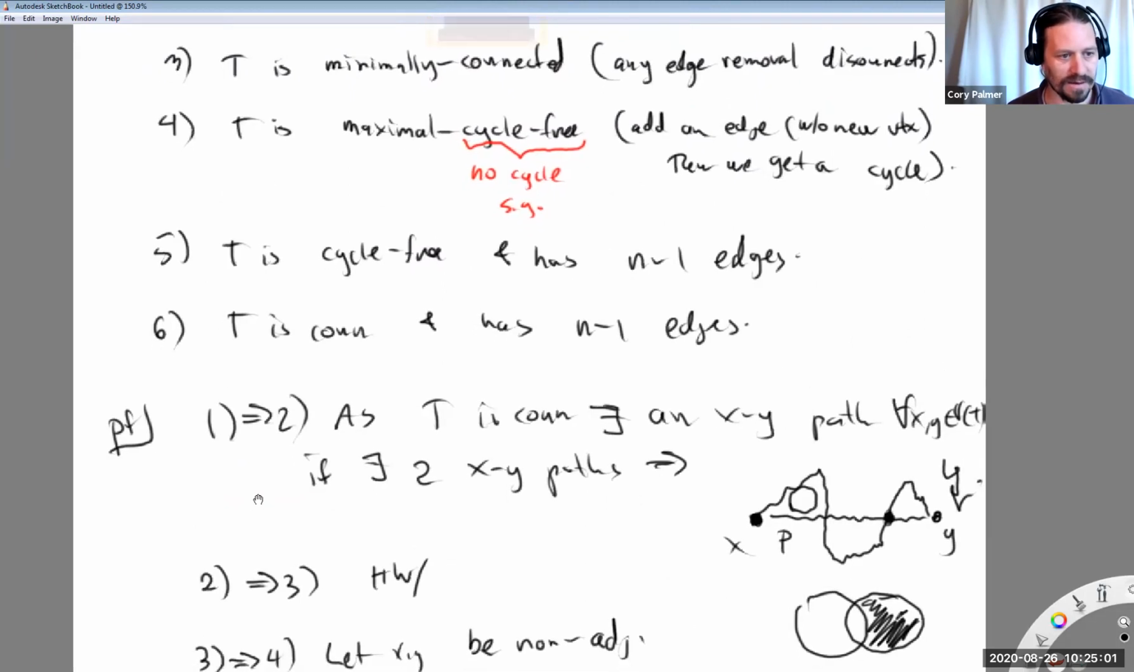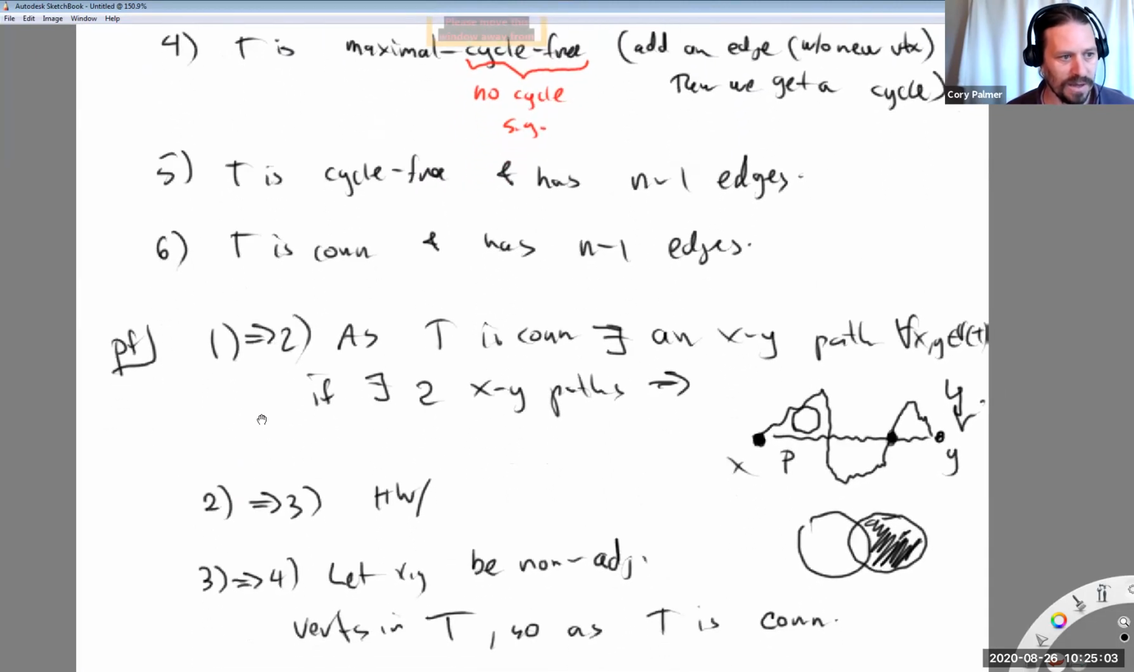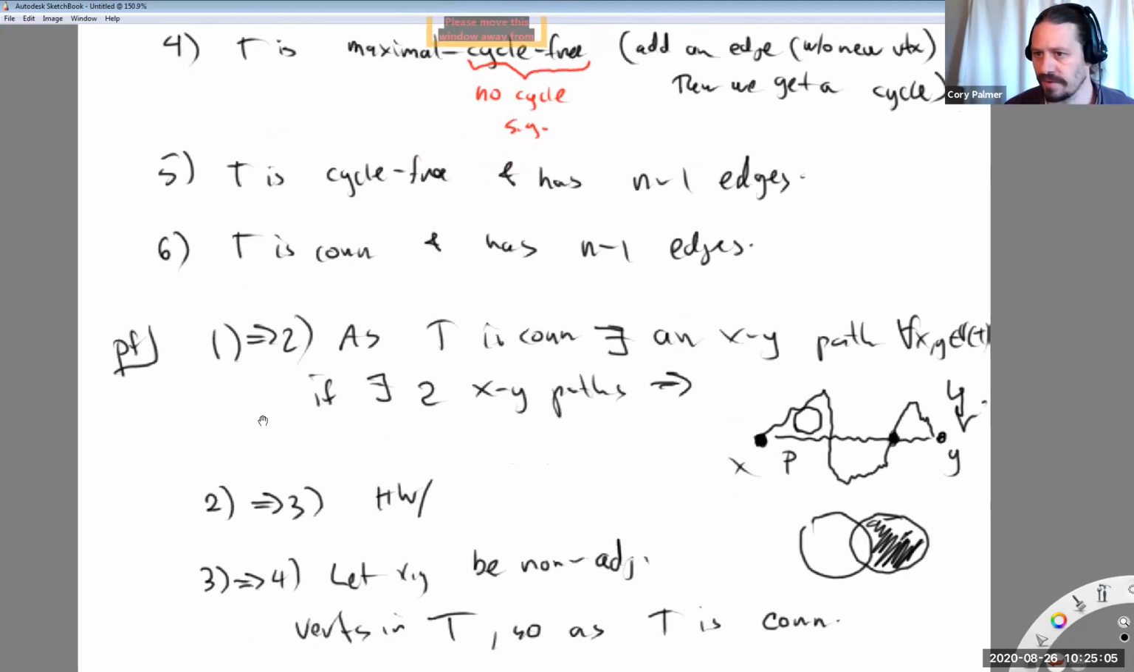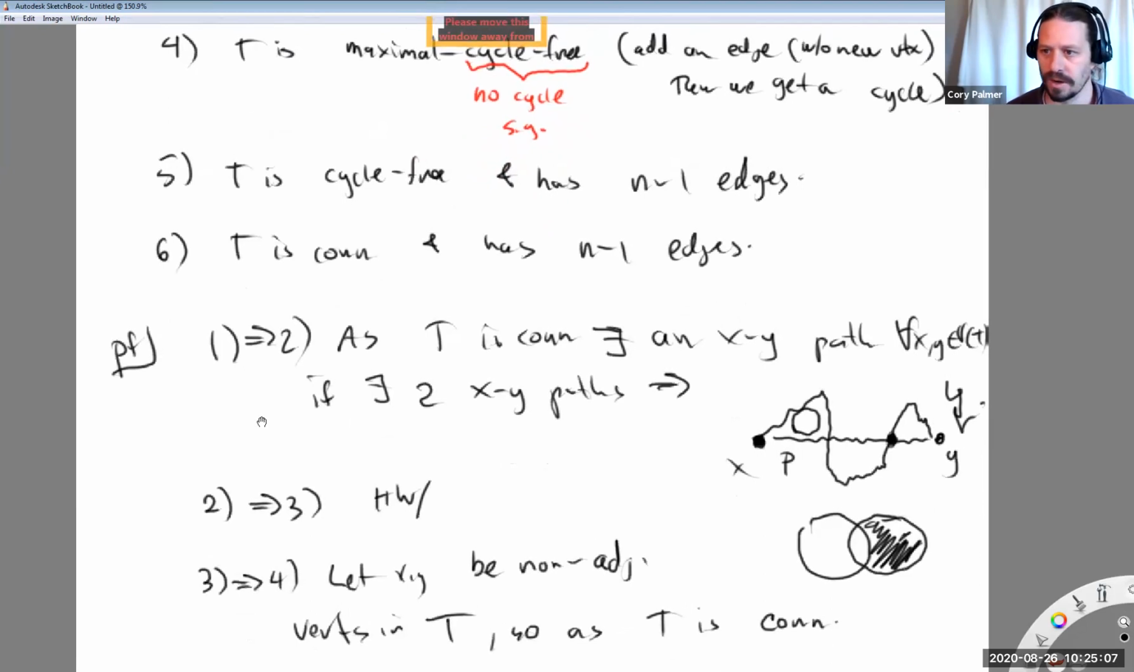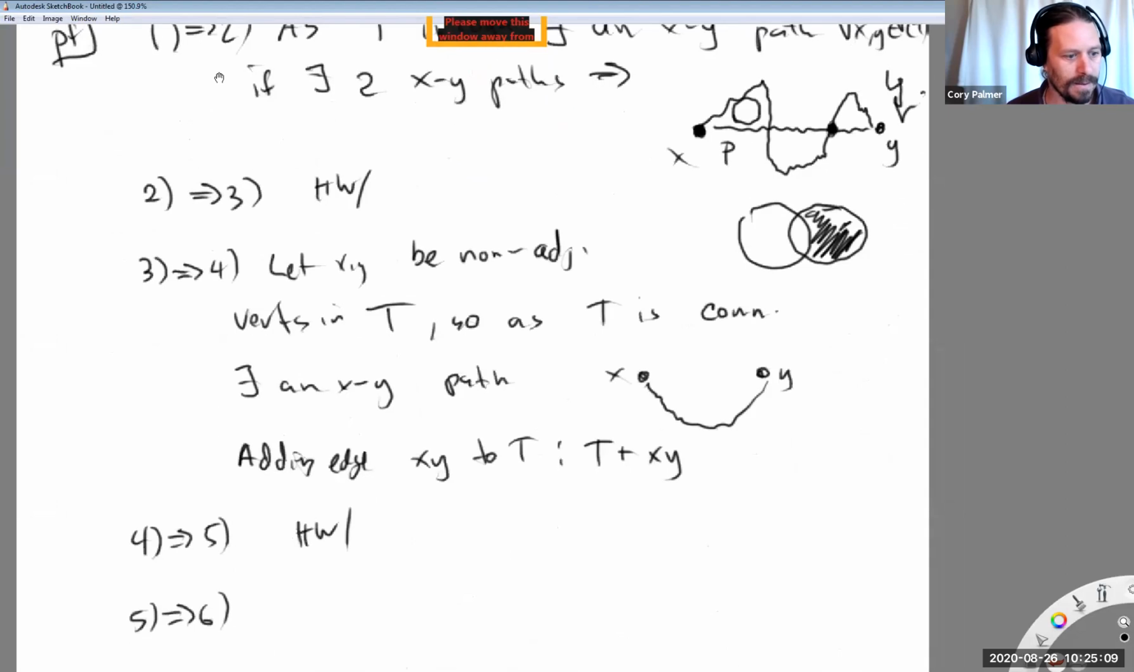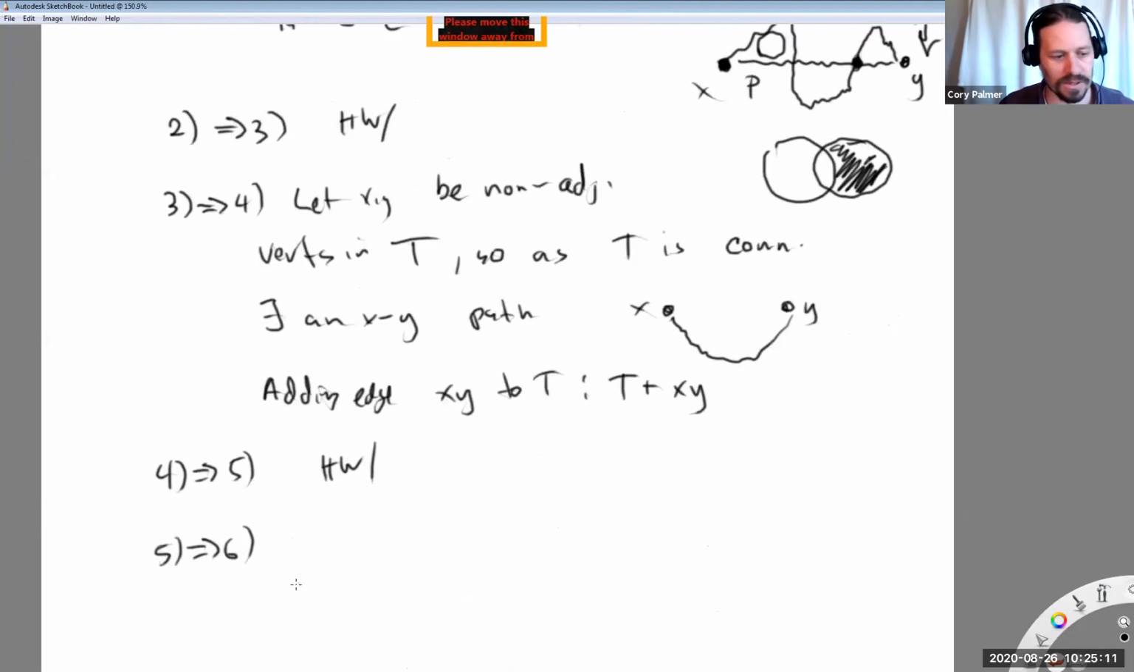So let's use the fact that it's cycle free and has n-1 edges and try and prove that it's connected. All we have to do is establish that it's connected because we know the number of edges here. Okay. So to prove this, we have to show it's connected. So suppose not. Suppose not. In other words, T is not connected.